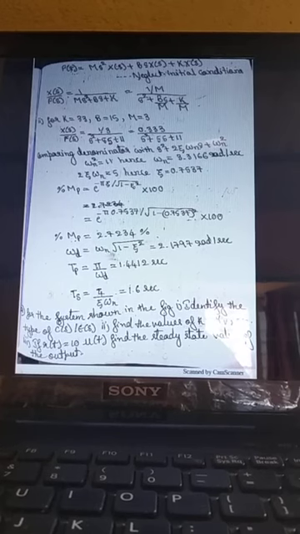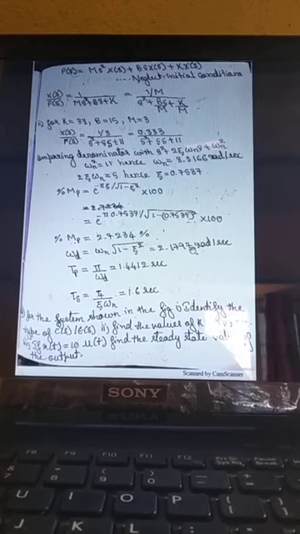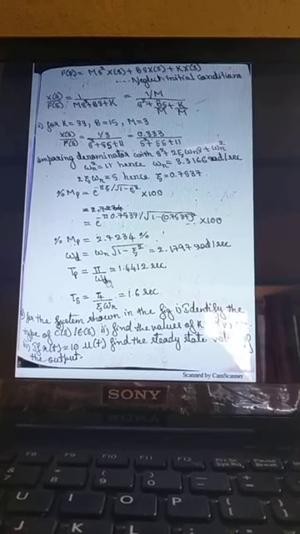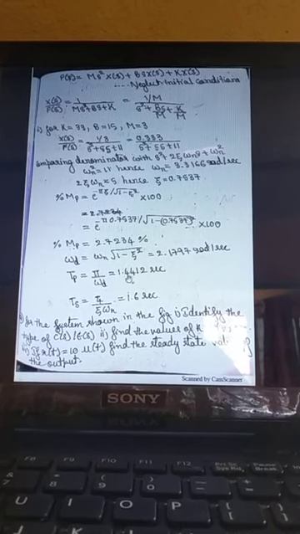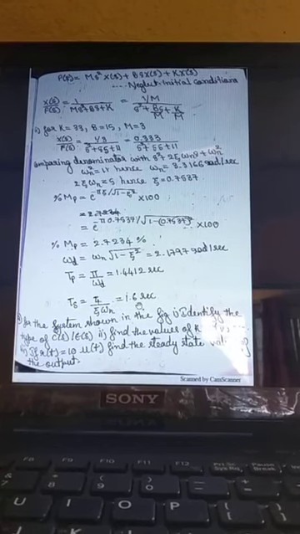Next, omega d is equal to omega n into square root of 1 minus zeta square. You know the values of omega n and zeta, substitute, and you will get 2.1797 radians per second. Tp formula is pi divided by omega d. With omega d value 2.1797, if you calculate, you will get Tp value is 1.4412 seconds. Next, settling time is equal to 4 divided by zeta omega n. You know the values of zeta and omega n, substitute, and you will get 1.6 seconds.